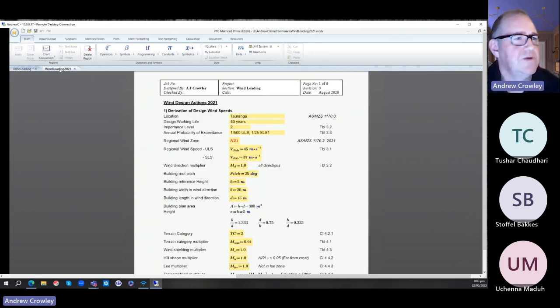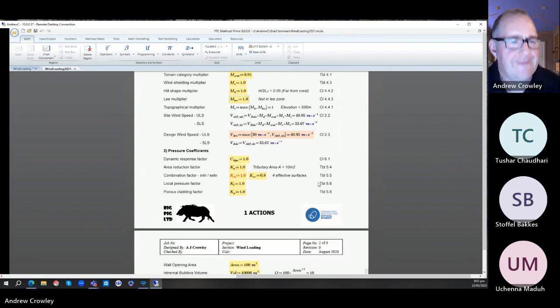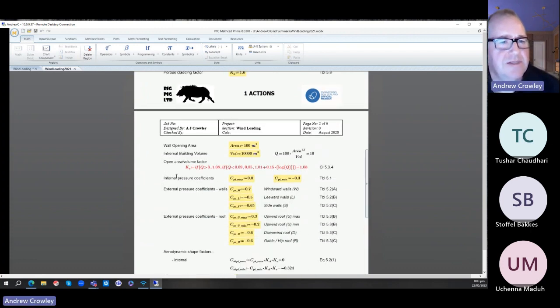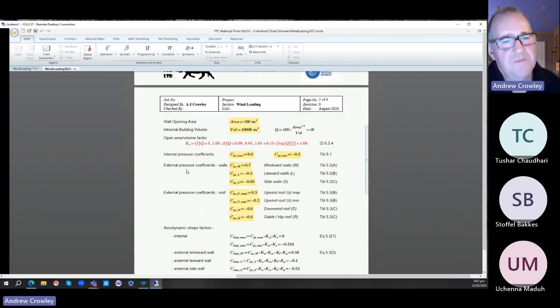I did do a 2021 edition. The main difference is the regional wind zone has changed its name. The combination factors can be changed. There's this new KV factor. It's a bit complicated to work out, but you can derive it as an equation like that, depending on how big your building is. So the influence of your dominant openings is dependent on the internal volume of your building as well.